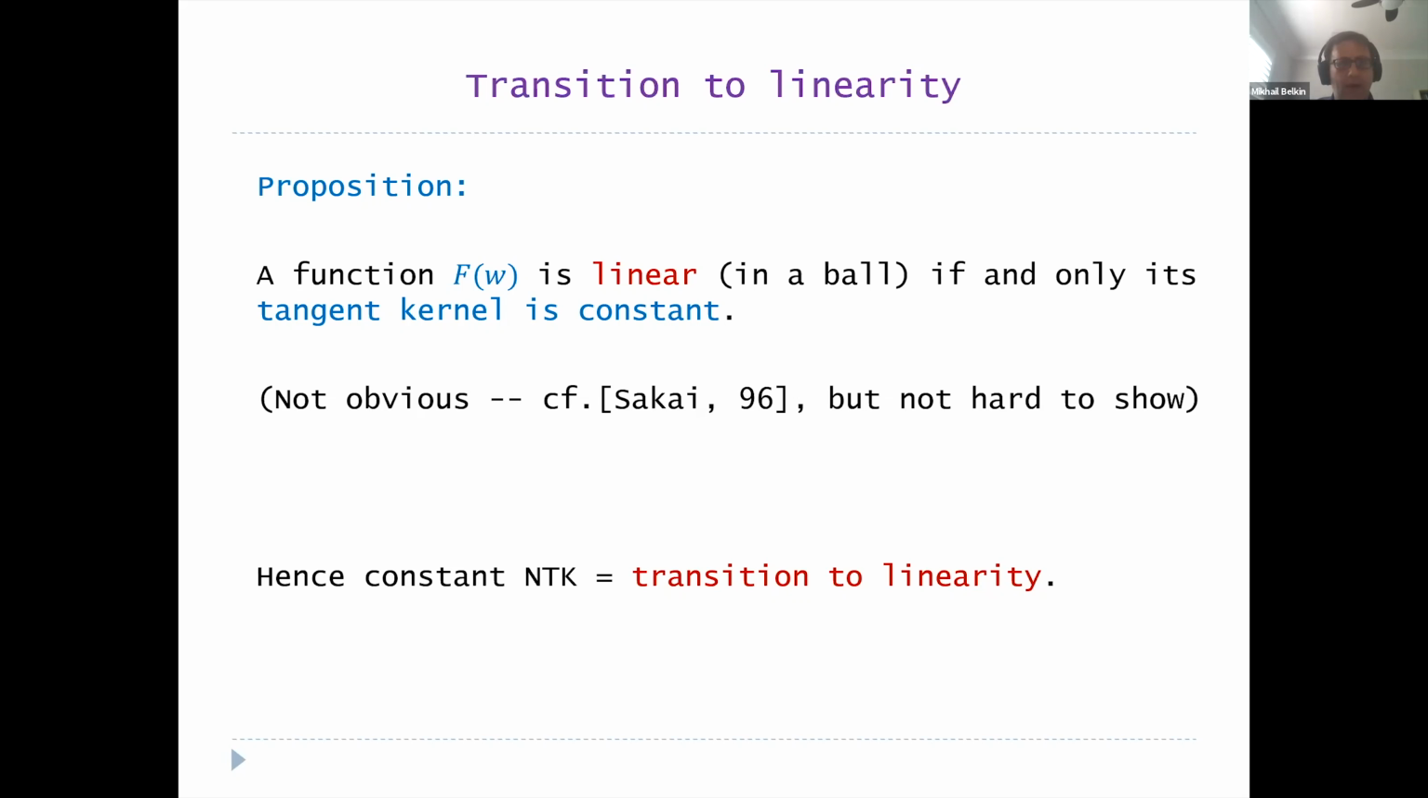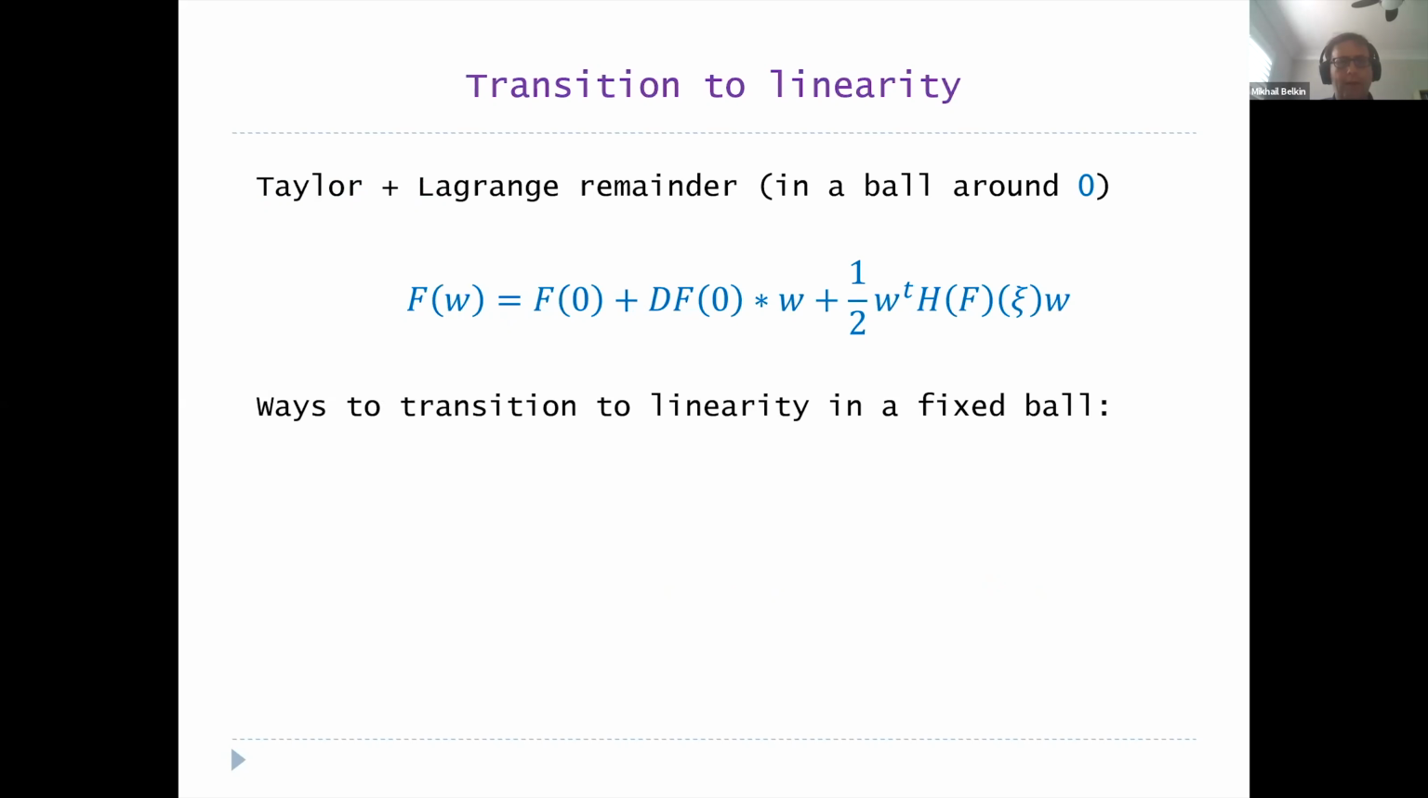Okay, now, how do you think about this transition to linearity? And let me point out that you can, in principle, transition to linearity in several ways. So somehow these big systems become more and more linear. Well, let's think how can this happen? Let's write down the Taylor expansion for f of w. And this is in some ball, you can imagine. Now, how do you transition to linearity for something like this? Well, there are a couple of ways.